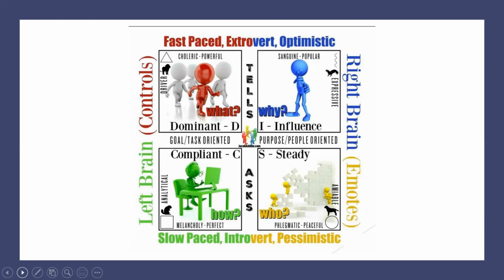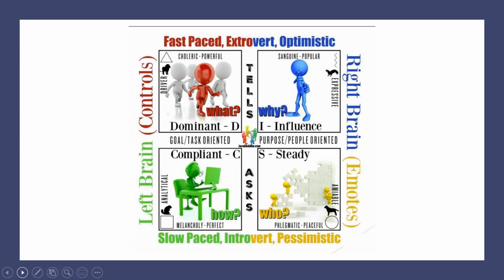And as you can see on the left, they tend to be left brain. That goes back to our task-orientedness, and they like to control. Going to the top, both our D and our I are fast-paced, extrovert, and optimistic. And both our D and our I like to tell things. They're talkative.